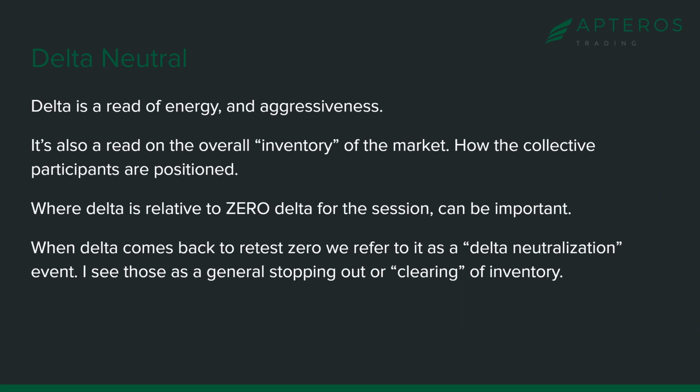So when it comes back to retest the zero area, especially after having just broken through it, that's what I refer to, and the NADRO student community refers to as a DN, or delta neutralization. I know that's a mouthful, but I really do see it as a neutralization of the overall inventory, especially as it's shifting from more shorts to more longs and things like that. People stopping out at break even, and it makes a lot of sense that you could see this occur in markets.